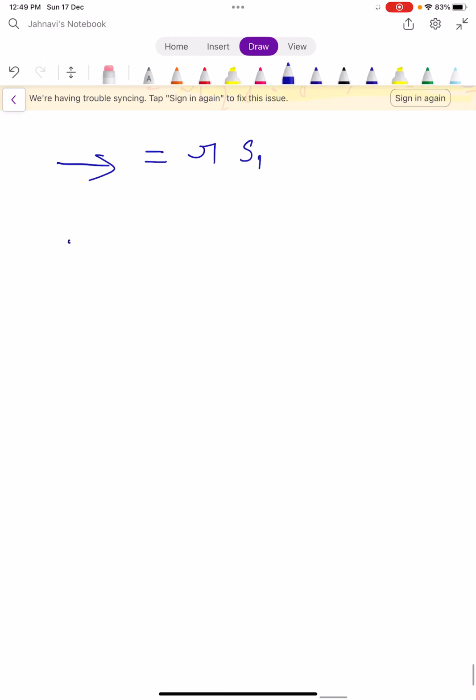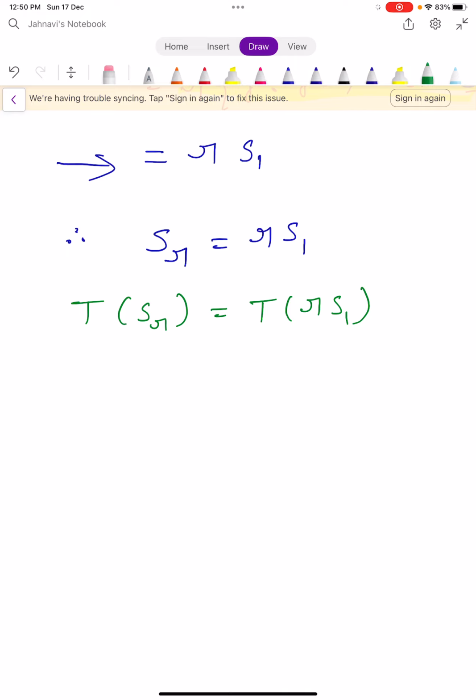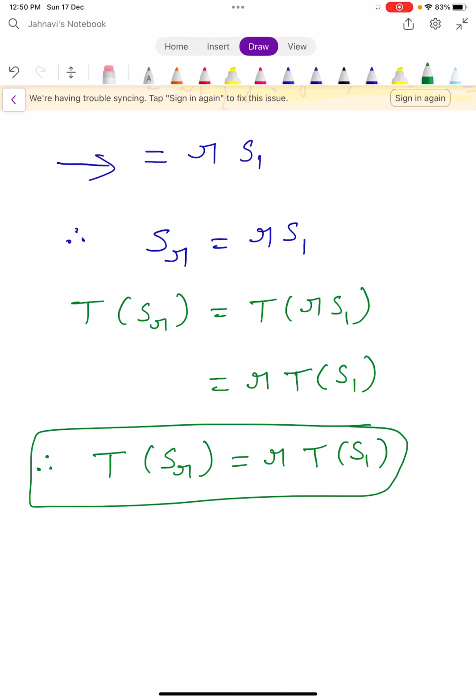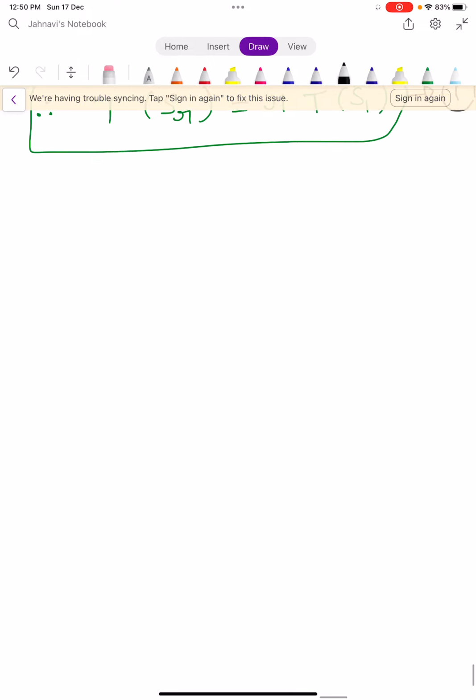So we prove that SR is equal to R into S1. Now apply T of SR. T of SR is equal to T of R into S1. Capital T is a linear transformation, so it can be written as R into T of S1. Therefore, T of SR is equal to R into T of S1. Remember this equation. Throughout the theorem, it is useful for us. Let it be equation number 1.